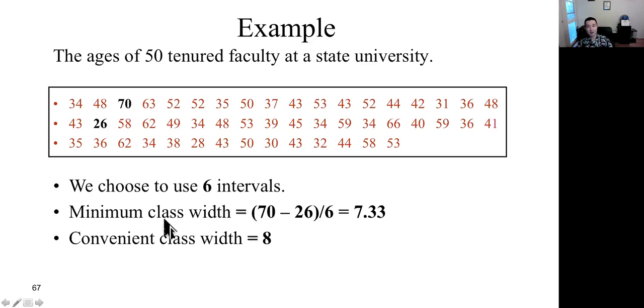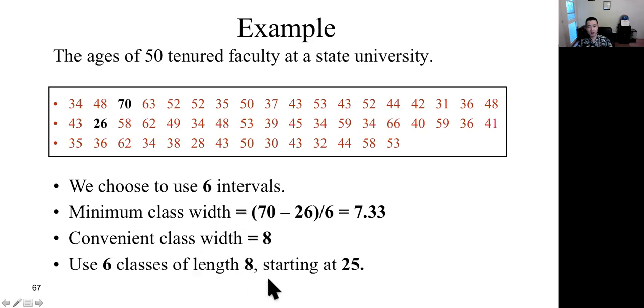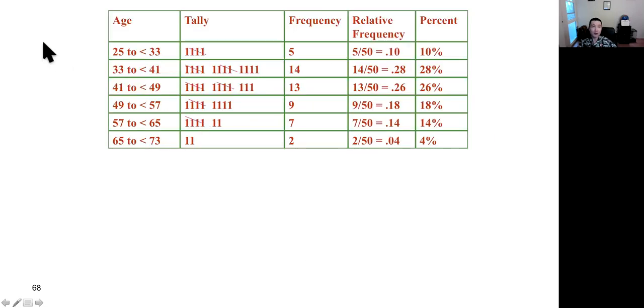So for 6 intervals, each 8, so 6 times 8, 48. So let's say we start at 25. So 25 is smaller than the youngest professor, so that's okay. It should cover the range. And then we should do the tally. For the first interval is from 25 to less than 33.